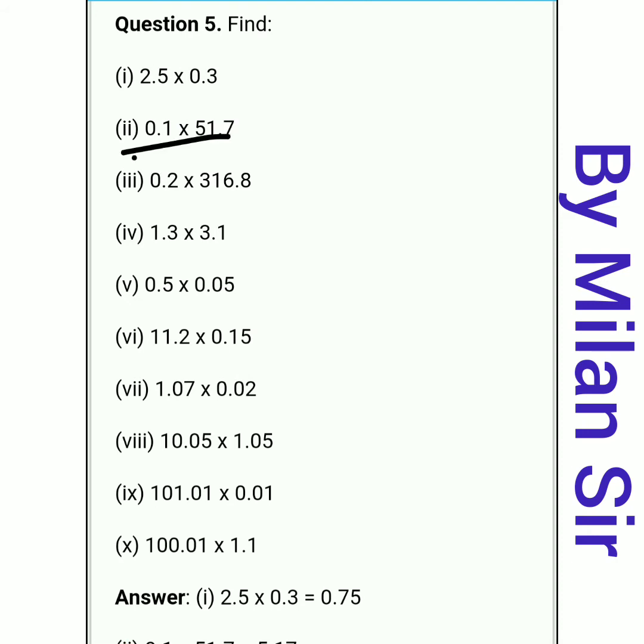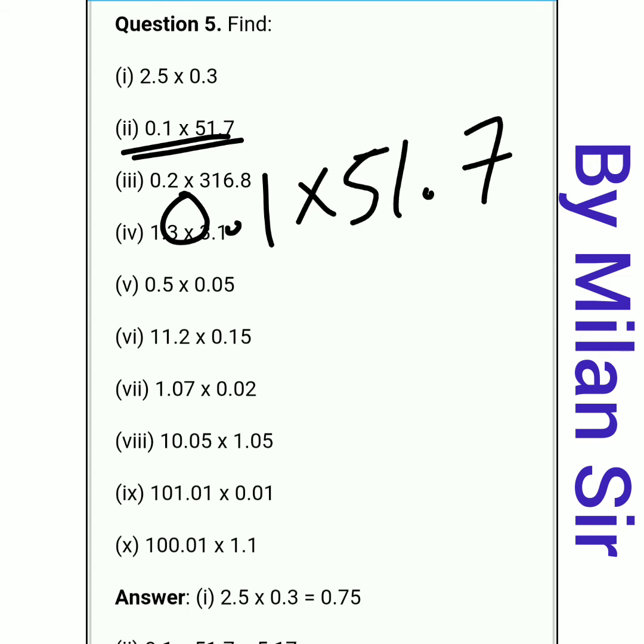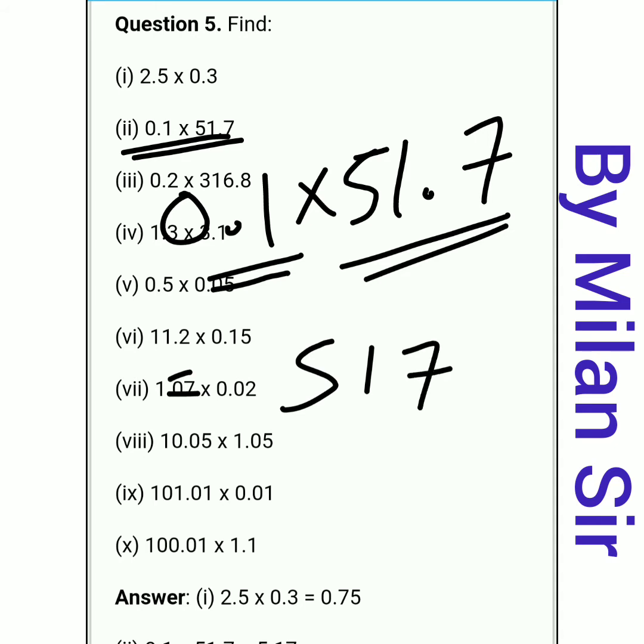Then second question, 0.1 multiply 51.7. Okay, first of all we need to ignore the decimal point. So here only 1 is there, here 517. So 517 multiply 1, it is 517 only, right?